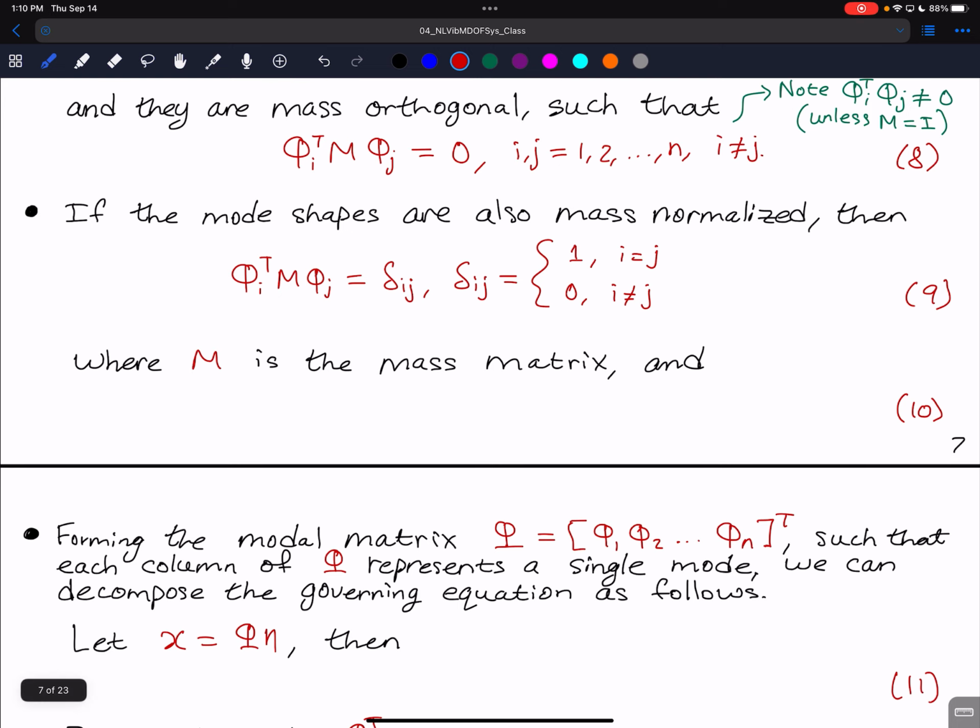Okay, so if the modes are mass normalized, then we can also define phi i transpose times K, which is our linear stiffness matrix. From that we get phi i transpose times K times phi j is equal to omega i squared times delta ij, again where i, j are equal to 1, 2, all the way up to n. In this case, we get a diagonal matrix where each entry along the diagonal is one of the natural frequencies squared.